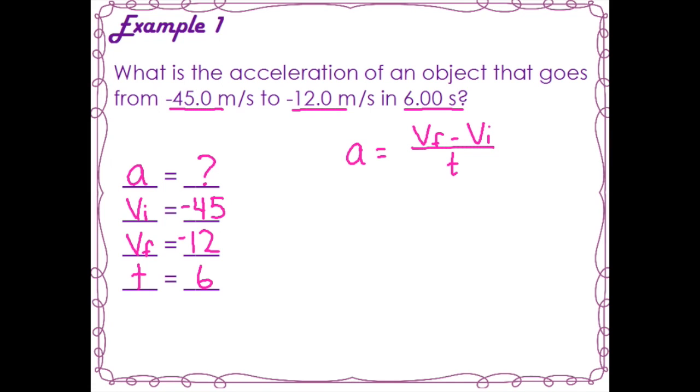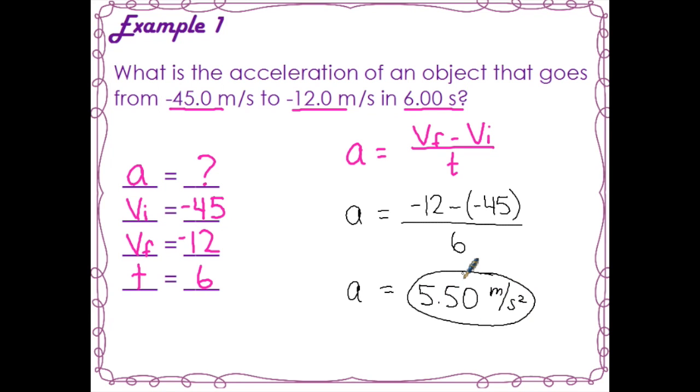The equation has those 4 variables in it, it's the acceleration equation. I can plug in my numbers. The a is already by itself. So that was negative 12 minus a negative, which is like adding. So negative 12 plus 45 divided by 6 then. 5.50. So yeah, it is positive, just like I expected.